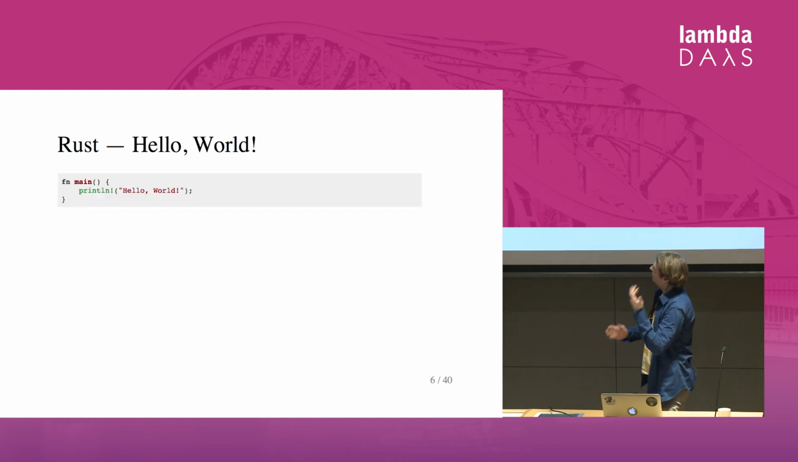Now let's look a little bit at Rust code. This is the obligatory hello world program. Nothing too fancy here, I guess. It's just a main function that prints hello world.